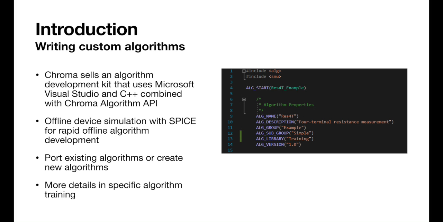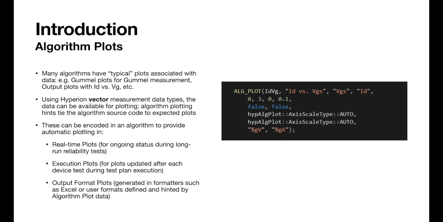Hyperion offers an algorithm development kit based on Microsoft Visual Studio C++. Customers can port or create their own algorithms. The Algorithm API manages vector test results automatically, in addition to the typical scalar results. Algorithm plots provide valuable feedback to know testing is proceeding as expected. This includes algorithm plots, which allow automatic runtime generation of vector data plots.